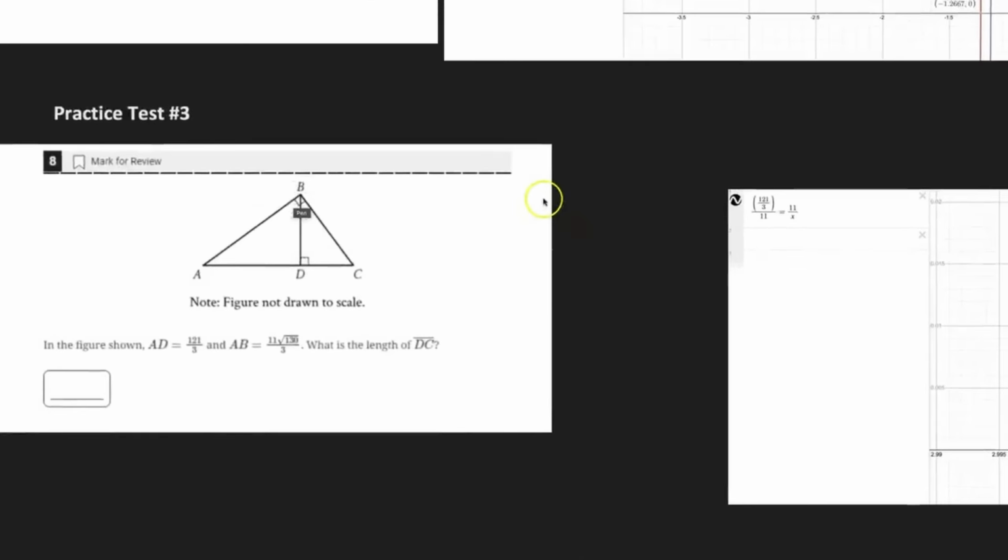All right, guys, so we're going to be moving on to practice test number 3, the final 2 questions. So this one right here is actually the only geometry problem. It's actually a pretty interesting one. So it says, in the figure shown, side AD has a value of 121 over 3, and side AB has a value of 11 times square root 130 over 3. All right. What is the length of DC? So we're trying to find the length of DC over here.